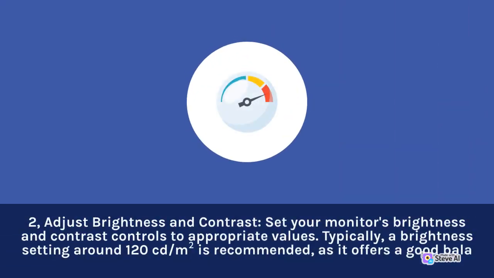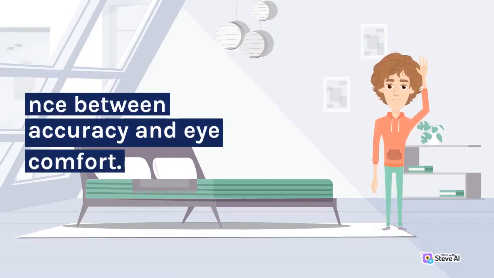2. Adjust brightness and contrast. Set your monitor's brightness and contrast controls to appropriate values. Typically, a brightness setting around 120 cd per square meter is recommended, as it offers a good balance between accuracy and eye comfort.